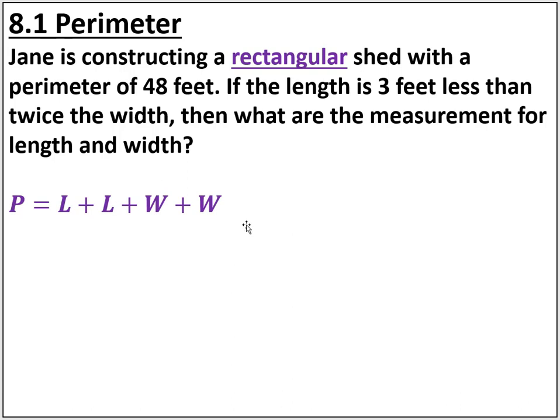Now, the other information that we know from this given word problem is the perimeter. Perimeter is 48 feet, so here I wrote P is equal to 48 feet. Now, don't worry about the unit in terms of your work.